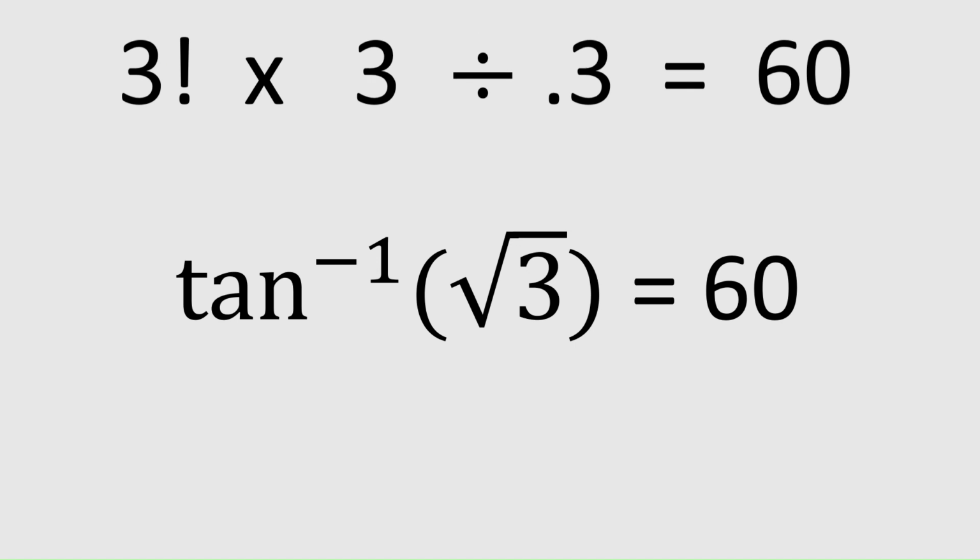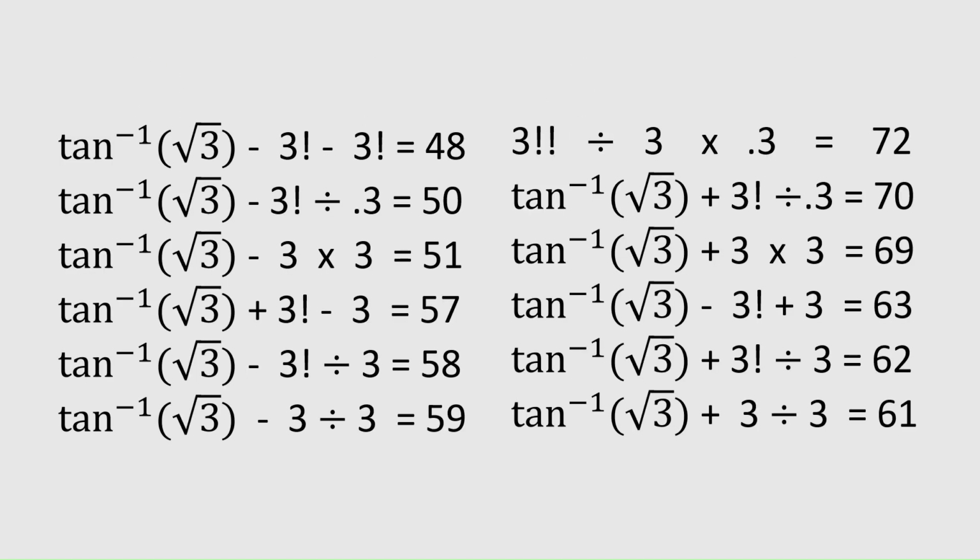There's a way to make 60 using only 1 3. Of course, there's also a way to make 60 using 3 threes, but using this, we can make 48, 50, 51, 57, 58, and 59. We can also make numbers above 60, though I don't really want to cover that. We can make 61, 62, 63, 69, nice, 70, and, well, we don't need to use 72.